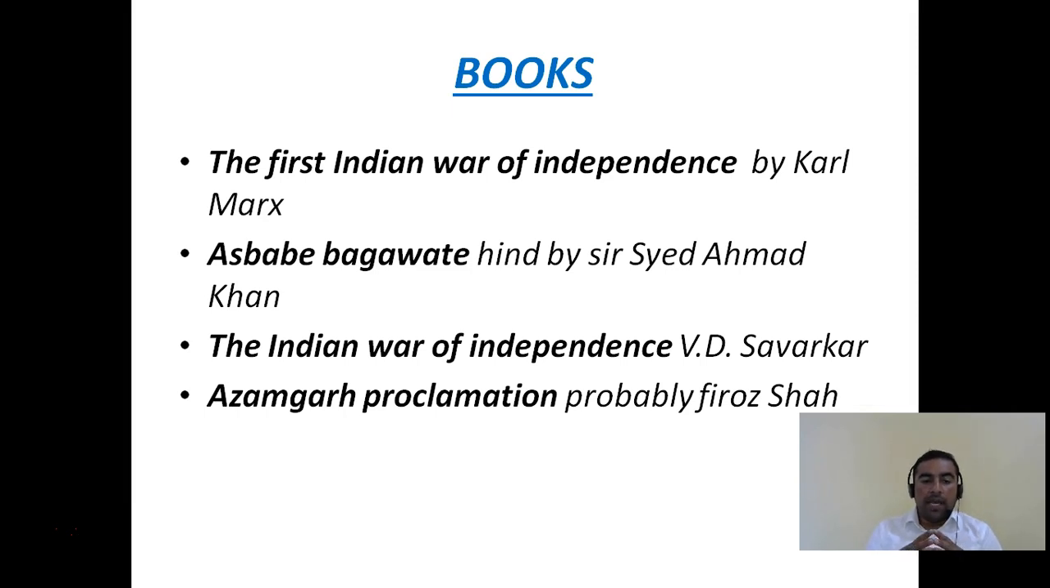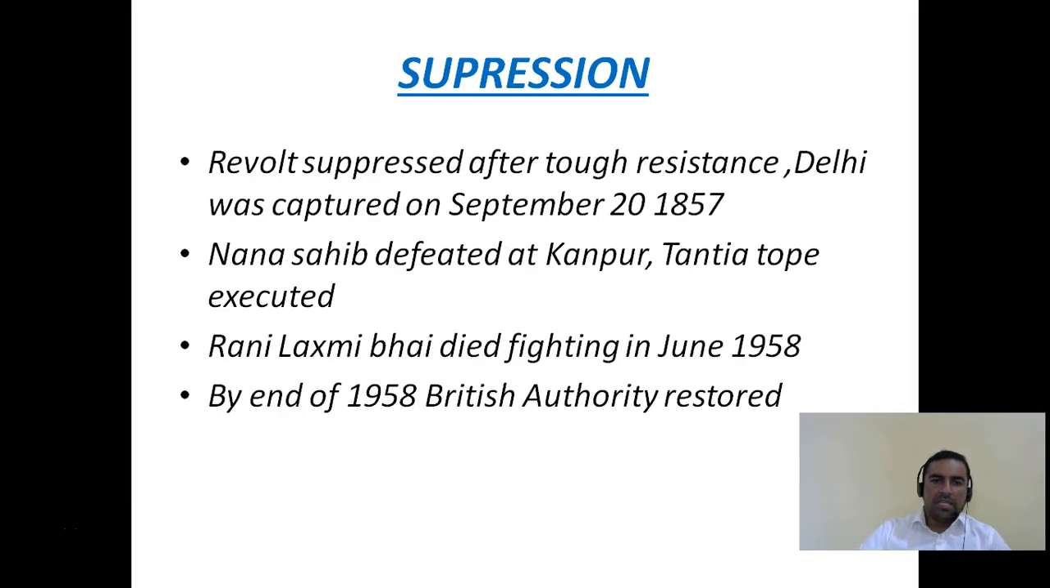An important, very rare document is the Azamgarh Proclamation. It was probably written by Firoz Shah. Why probably? Because historians are not sure who wrote the Azamgarh Proclamation. It was a kind of manifesto of the rebels, their plans, how they would do it. It's a document which tells us a lot about how they planned things. Fine. Okay.